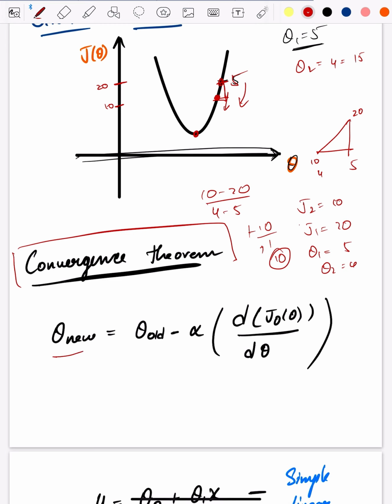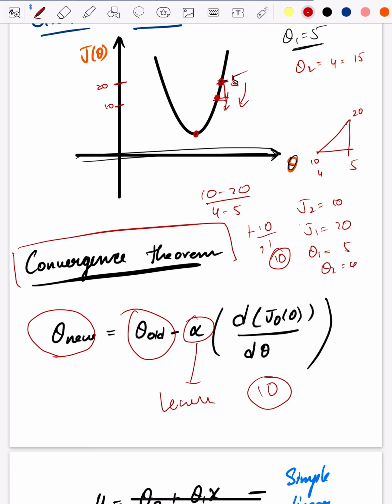where you'll find the new value of theta as the old value of theta minus alpha into change in value, in a sense like 10. So what is this alpha? Alpha is called learning parameter.